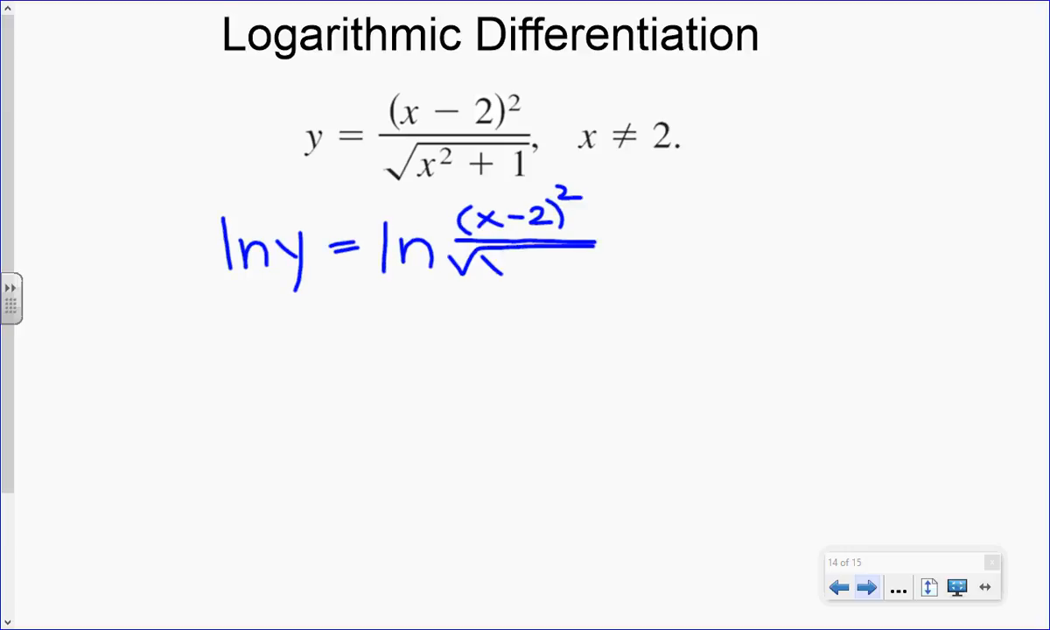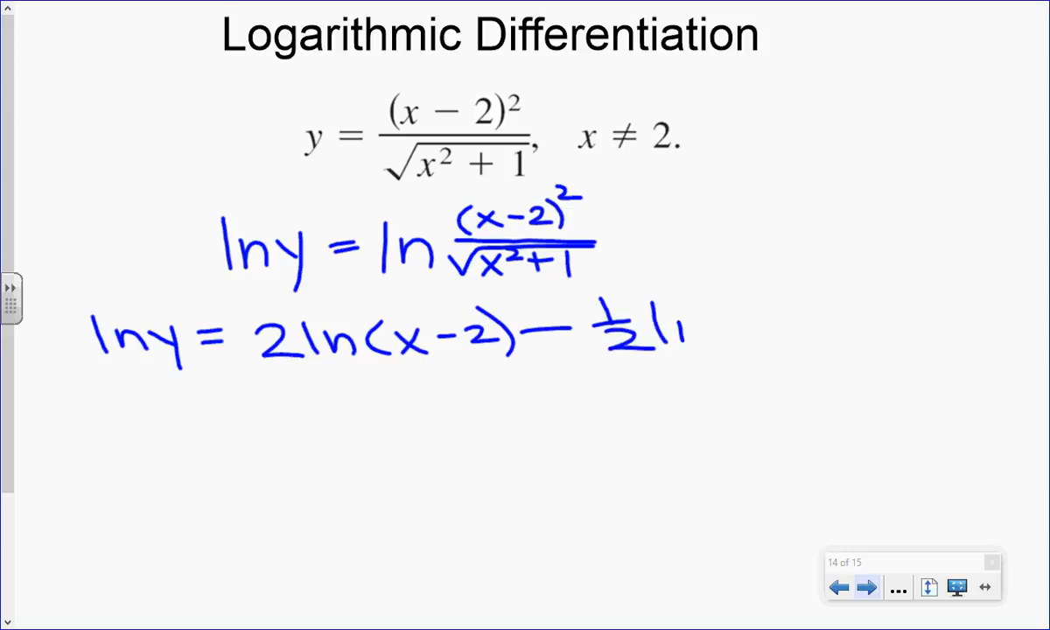Doing something to both sides of an equation does not affect the value. It is still equal. But by taking the natural log to both sides, what does that give us the option of doing on the right side? We can expand and the derivative is not as messy. Okay? So we can, on the right side, write this as 2 natural log of x minus 2 minus 1/2 natural log of x squared plus 1.